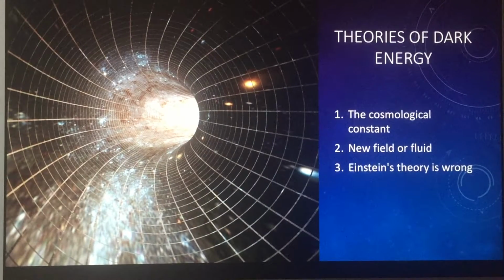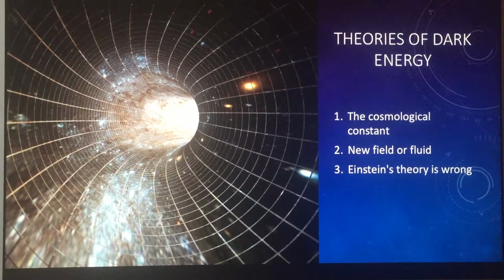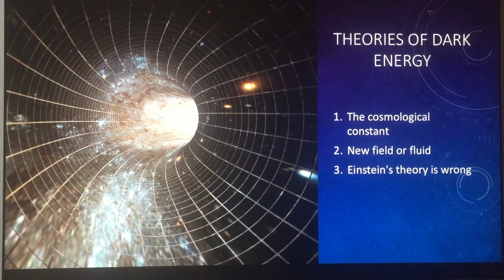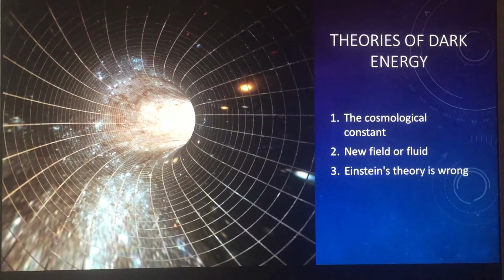Theories of dark energy: 1. The cosmological constant. 2. New field or fluid. And 3. Einstein's theory is wrong.